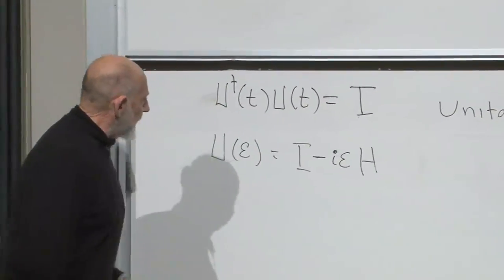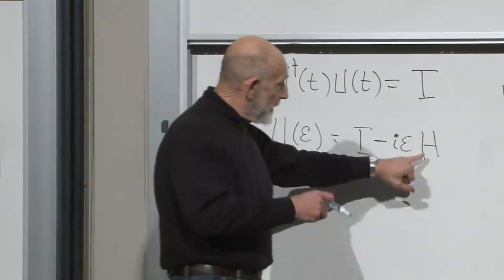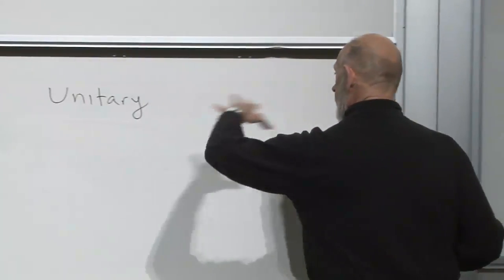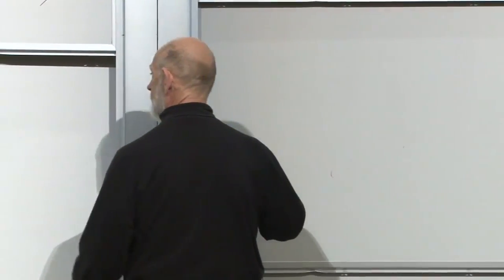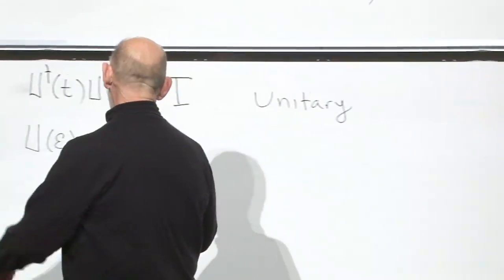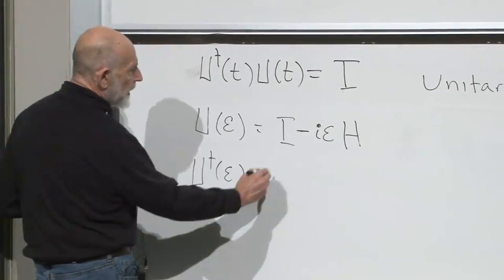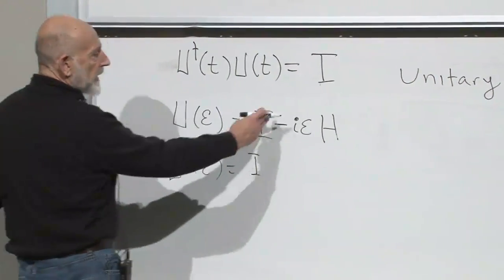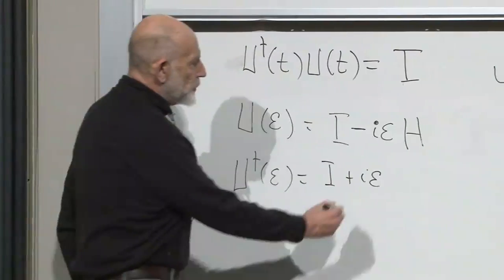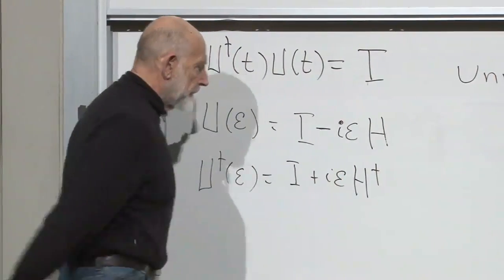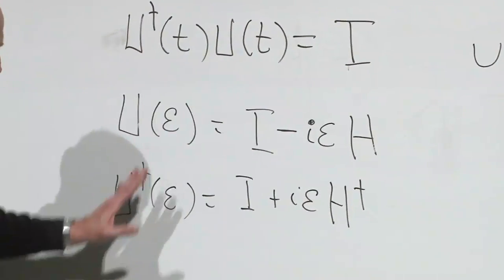Let's now apply this condition to U of epsilon and see what we find out about H. Okay, so let's bring it over to this blackboard. U of epsilon is equal to 1 minus i epsilon H. Now let's do it over here. All right. What about U dagger? U dagger is the Hermitian conjugate. The Hermitian conjugate of 1 is just 1, but then we have the complex conjugate, plus i epsilon, and then we have to Hermitian conjugate H. All right, so here is U dagger and here is U.